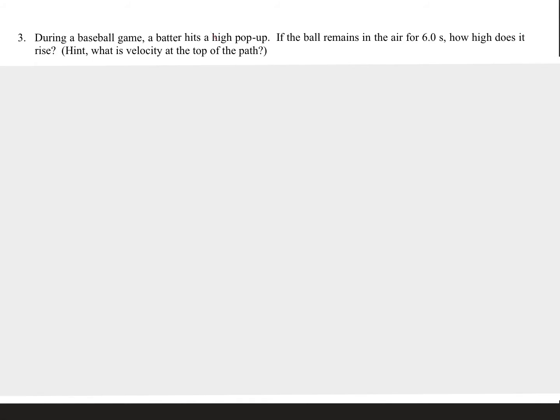During a baseball game, a batter hits a pop-up. So we're going to have a ball that's going to hit a pop-up. It's going to go up and down. The ball remains in the air for 6 seconds. So that total time it goes up and down is 6 seconds. We want to know how high does it rise, meaning what displacement, delta x, does that ball go up in the air, so its highest point.